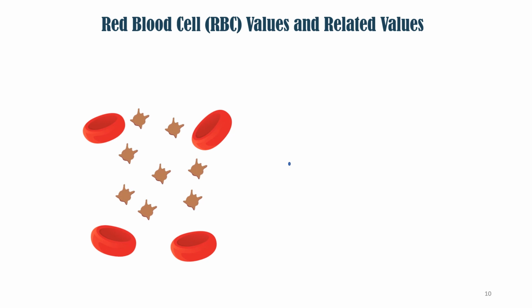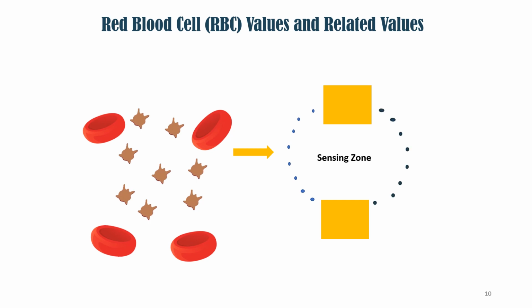Why not? Because these red blood cells in red, these platelets in brown color, they will go through sensors. And when they pass through those sensors, what's going to happen? They are going to measure the size of that cell. And according to the size of that cell, it's going to call it white blood cells, red blood cells, or name it platelets.